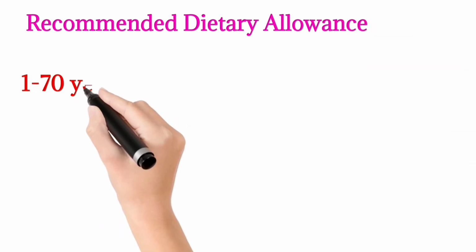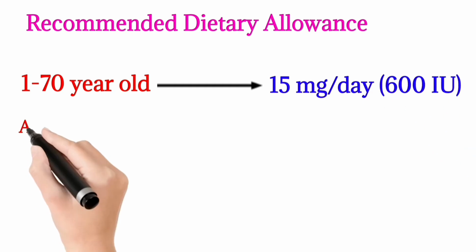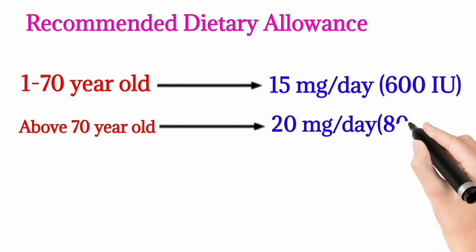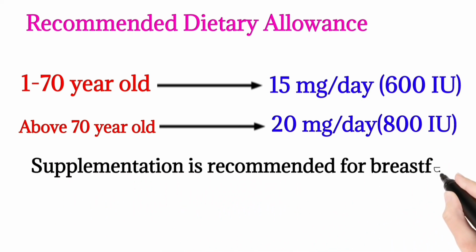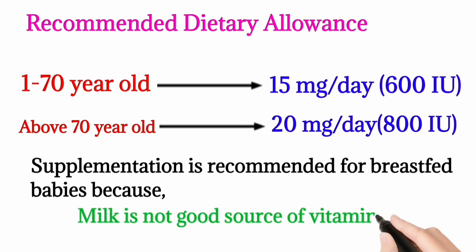Recommended dietary allowance: for 1 to 70-year-olds, 15 mg per day is required. Above 70 years old, 20 mg per day is required. Supplementation is recommended for breastfeeding babies because milk is not a good source of vitamin D.